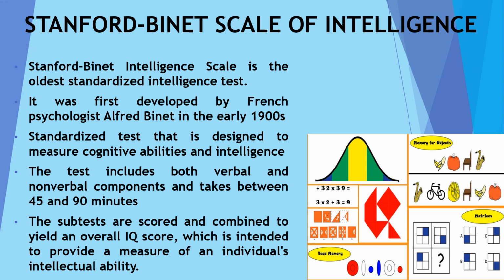Let's see an example where the Stanford-Binet intelligence scale might be used. Consider a 7-year-old child who is struggling in school. Her teacher has noticed that she seems to have difficulty with reading comprehension and math, and she often appears to be distracted or disengaged in class. Her parents are also concerned as they have noticed that she seems to have difficulty remembering things and following instructions at home. In such cases, psychologists can administer the Stanford-Binet intelligence scale to assess her cognitive abilities.